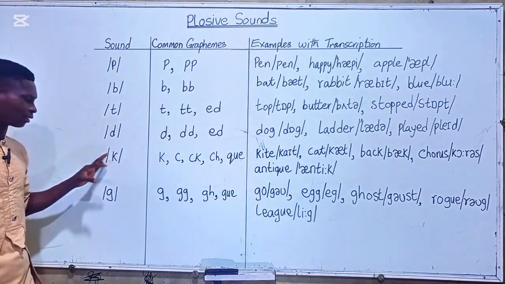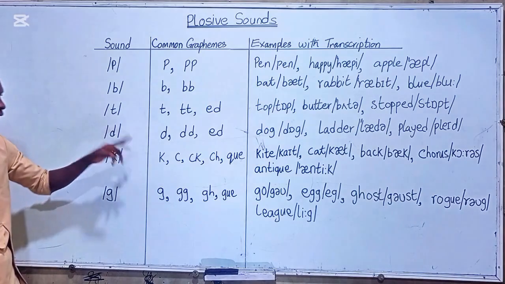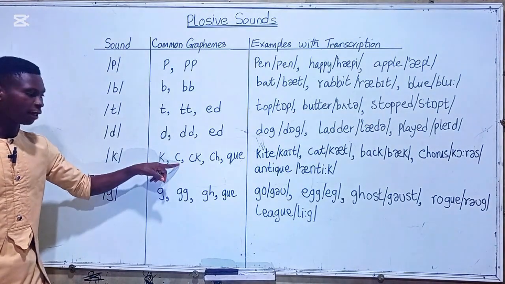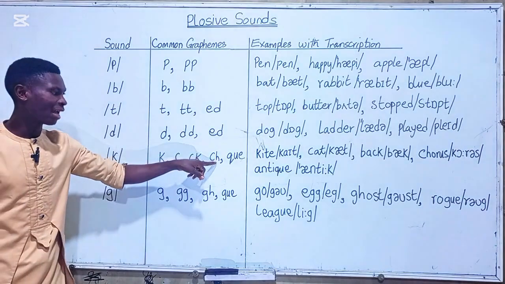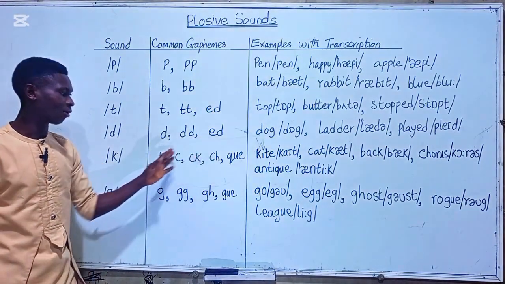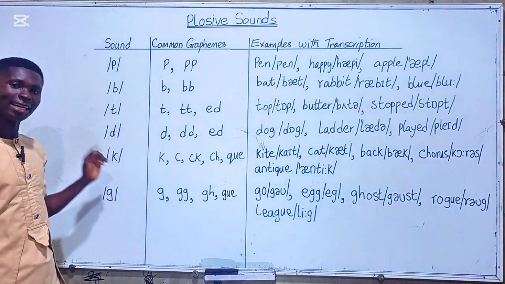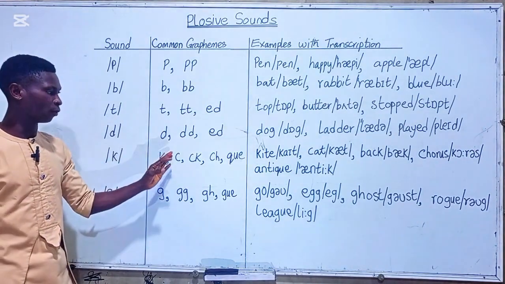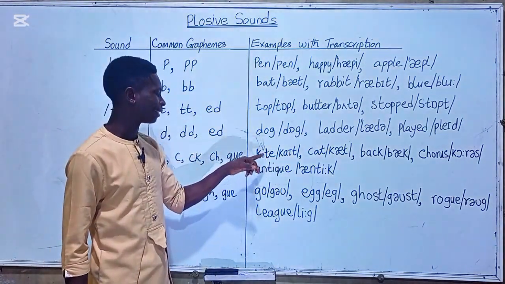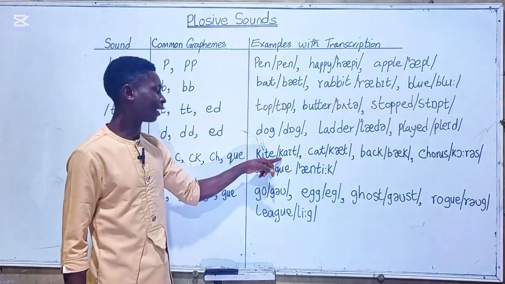Then we have different spellings for the k sound, that is the voiceless velar plosive sound. The first spelling is letter K. The second is letter C. We have CK, we have CH, and QUE. So in place of these letters or combination of letters, we can have the K sound in different words. Examples are given here, ranging from kite. In the word kite, letter K represents the K sound.